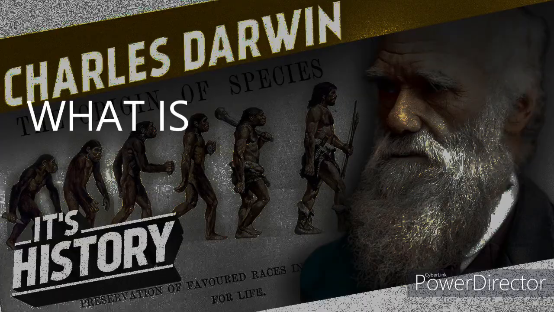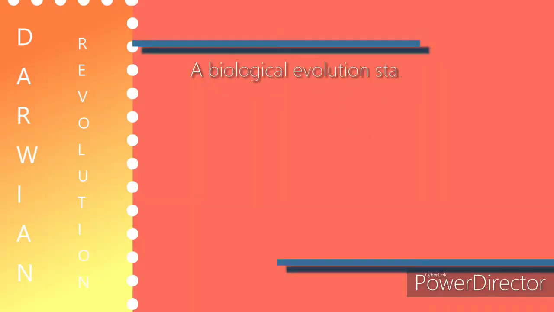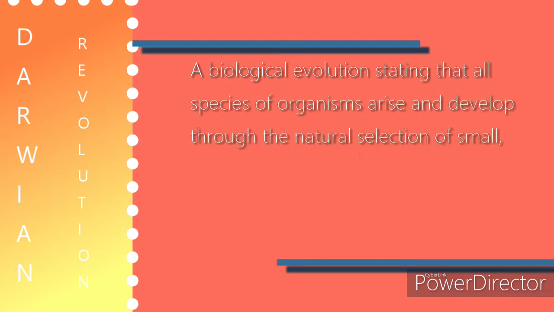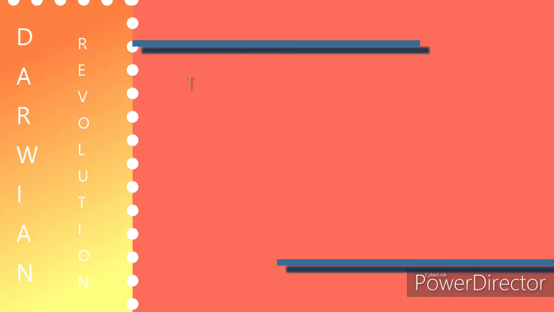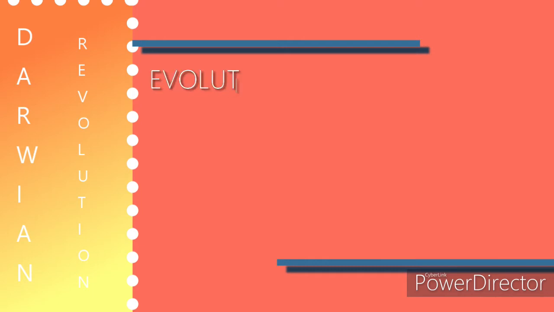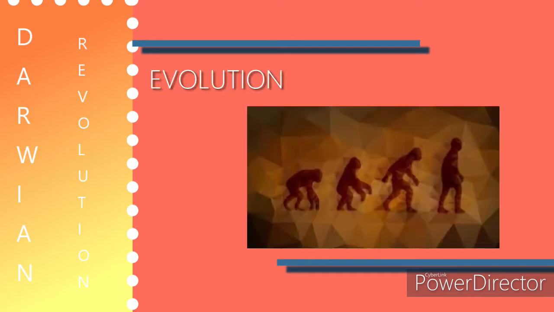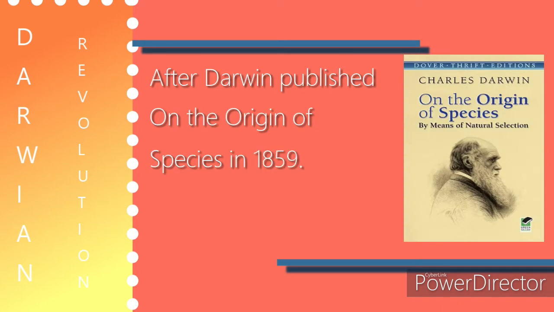Now, let's go on to the second question. What is the Darwinian Revolution all about? The Darwinian Revolution is all about biological evolution, stating that all species of organisms arise and develop through the natural selection of small, inherited variations that increase the individual's ability to compete, survive, and reproduce. It has also included the broad concepts of transmutation of species, or evolution, which gained general scientific acceptance after Darwin published On the Origin of Species in 1859.